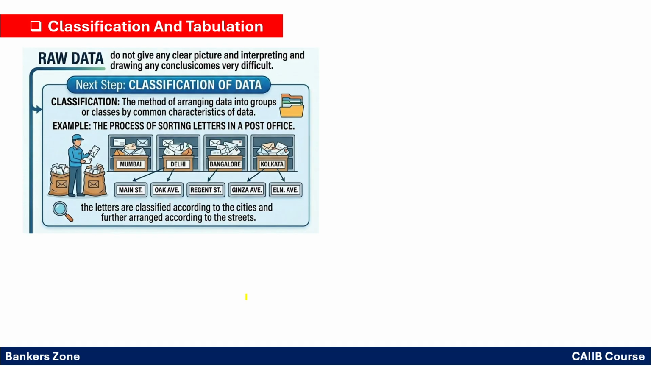Okay. Now, data classification. See, raw data. If you have a lot of raw data, it does not give you a clear picture and interpreting the raw data becomes difficult, right? So that's why we need to classify the data. What is classification? It is the method of arranging the data into groups or classes by common characteristics of the data, right?